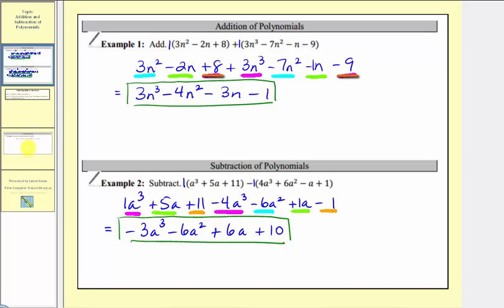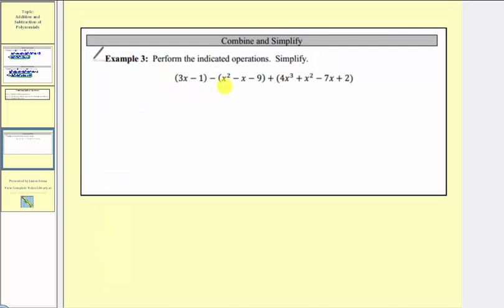Let's take a look at one more example. Again, notice how there are no like terms inside the parentheses. So for the next step, we'll clear the parentheses. So we'll distribute 1 here. Because of the subtraction, we'll distribute negative 1 here. And because of the addition, we'll distribute positive 1 here.